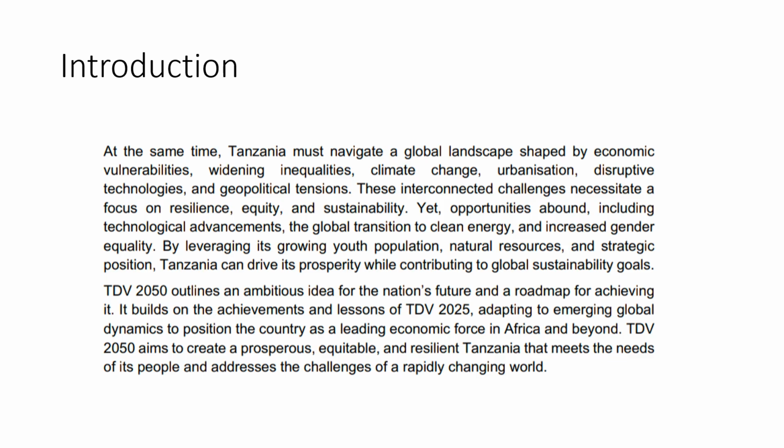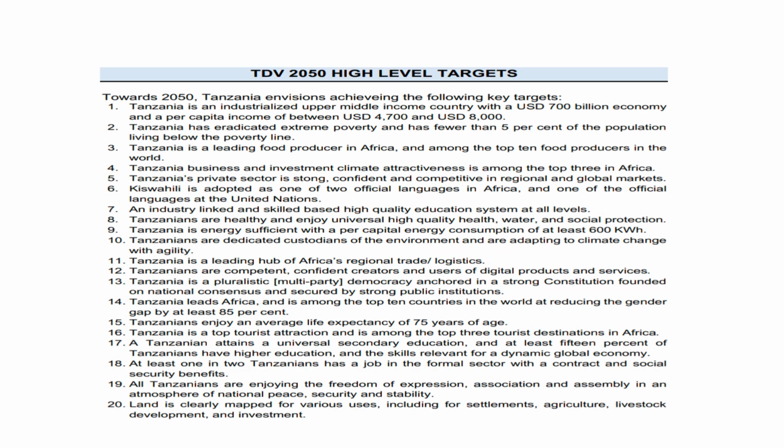So the Vision 2050 outlines an ambitious idea for the national future and a roadmap for achieving it. It builds on the achievements and lessons of the Tanzania Development Vision 2025. So we start where we ended in 2025, and that's how we move forward. The development vision is a long document, but here we have extracted some of the key issues. And we see the Tanzania Development Vision 2050 high-level targets. These are the key targets for the Vision 2050.